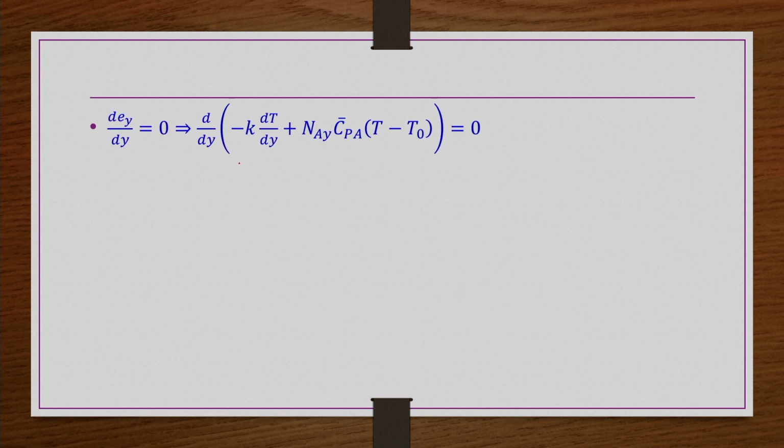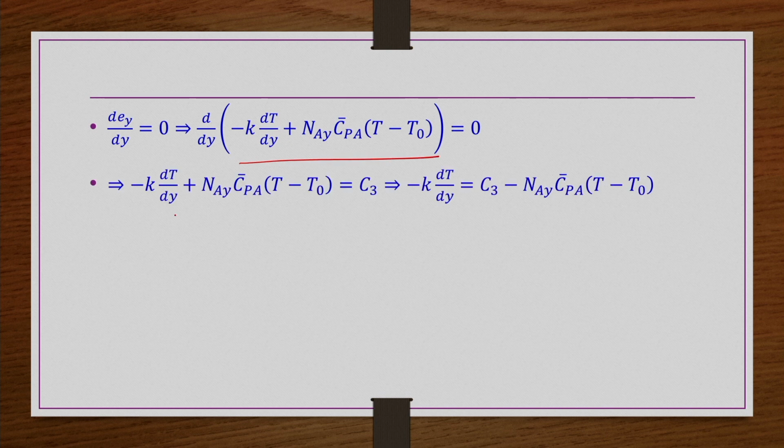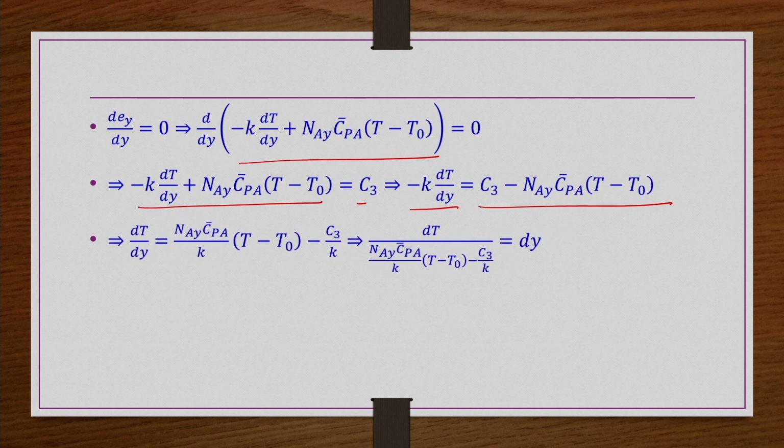So, ∂/∂y of Ey, this one is equal to 0. This we integrated, so this term as it is equals C3. Now, next step we are keeping minus k ∂T/∂y on one side, all other terms we are taking to the other side. Next step, we are writing dT/dy is equal to ṅ_A C_PA bar by k (T minus T naught) minus C3 by k.